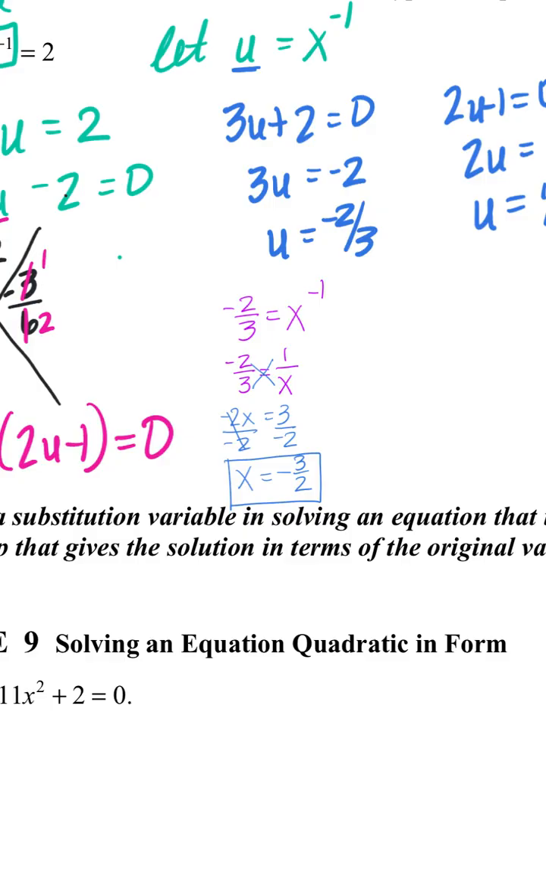And so now we're going to do the same thing with the 1/2. So now we have 1/2 equals x to the negative 1. So 1/2 equals 1 over x. Cross multiply is x. Cross multiply is 2. So that one is x equals 2. So your solution set is negative 3 over 2 and 2.